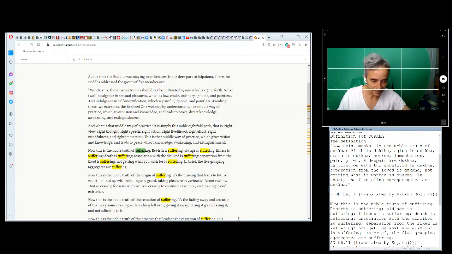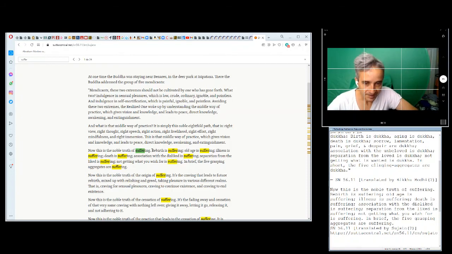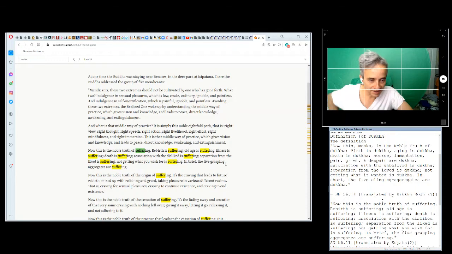It's tragic. But this version, it did not translate. It left the word dukkha untranslated. So listen to how this one sounds.